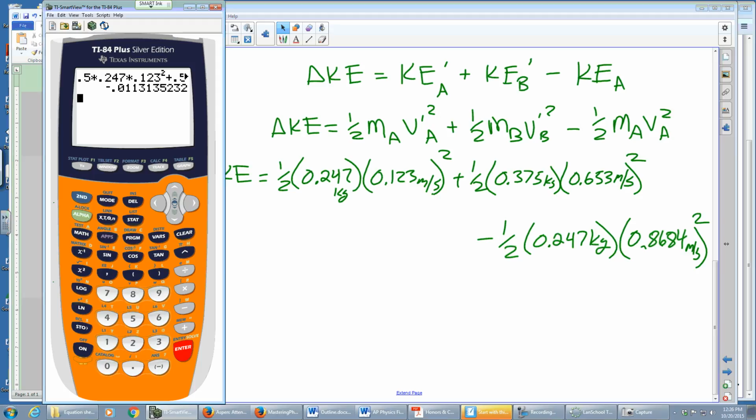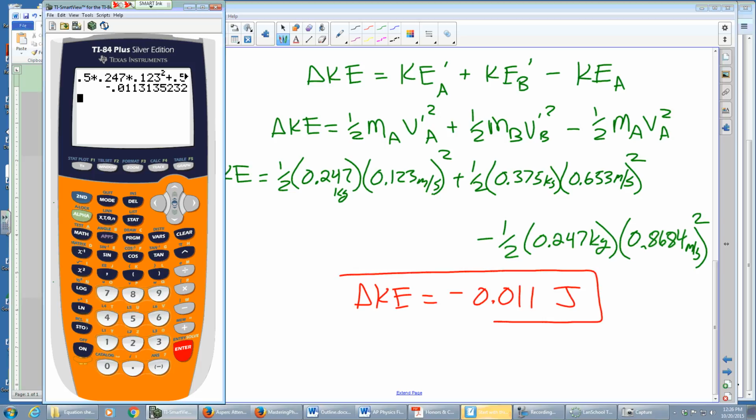I get a negative answer, which means there's less kinetic energy after the collision than before, which is usually the case. Negative 0.011, and that would be in joules. So I should check that that answer is correct. And if it is, then I'm happy.